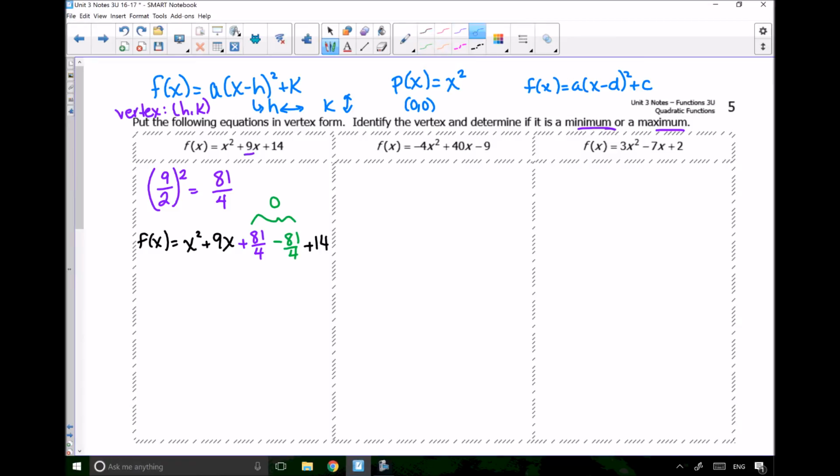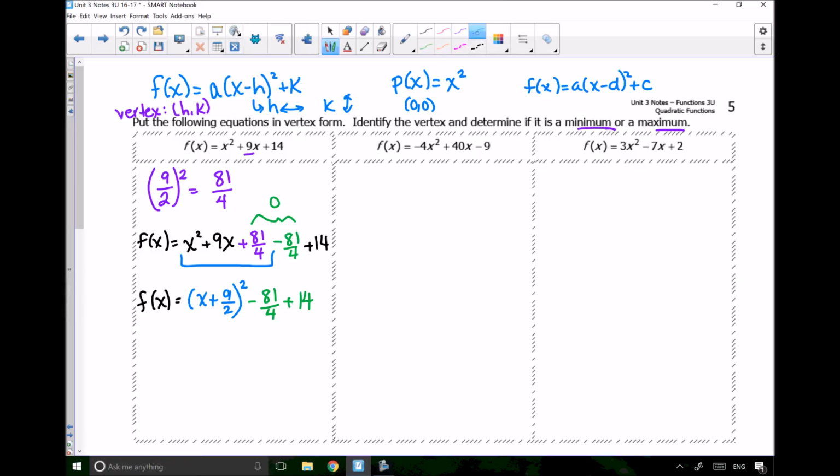Okay? Now, I know that this x squared plus 9x plus 81 over 4 is a perfect square trinomial. So it ends up being f of x is equal to (x plus, now remember, it's the value before you square it, it's the b divided by 2) x plus 9 over 2, squared. And then I'm going to copy down the minus 81 over 4 plus 14.